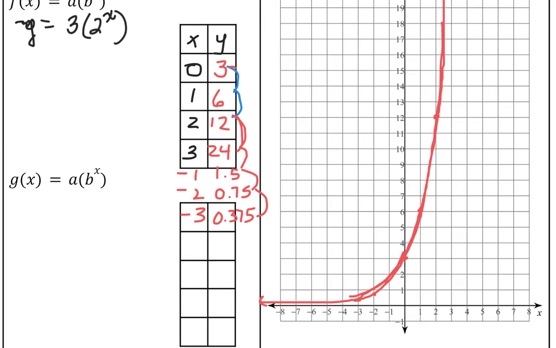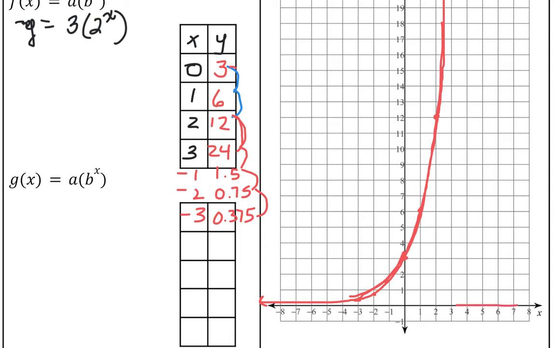Well, the answer is no. This is one of my favorite ideas in math. It's going to approach that x-axis, but it's never going to touch it. It's going to get closer and closer and closer. If x was negative 1,000, you would have 3 times 1 over 2 to the 1,000th power, which is a huge number. But when I divide by it, it just gets really, really tiny, times 3. It's never going to be negative.